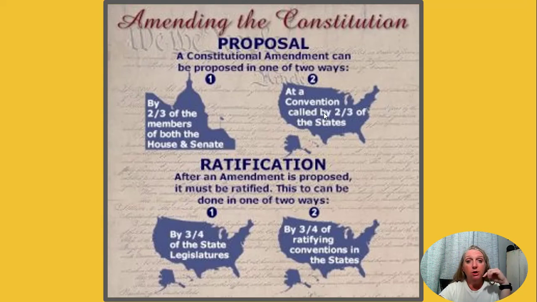Okay, of our 27 amendments that have actually been passed and approved and added to the Constitution, all 27 have been done by option number 1. So with option number 1, you need to write all 27 amendments. Okay, but option 2 is given there in case state legislatures are not listening to their citizens. The citizens have a way around that.